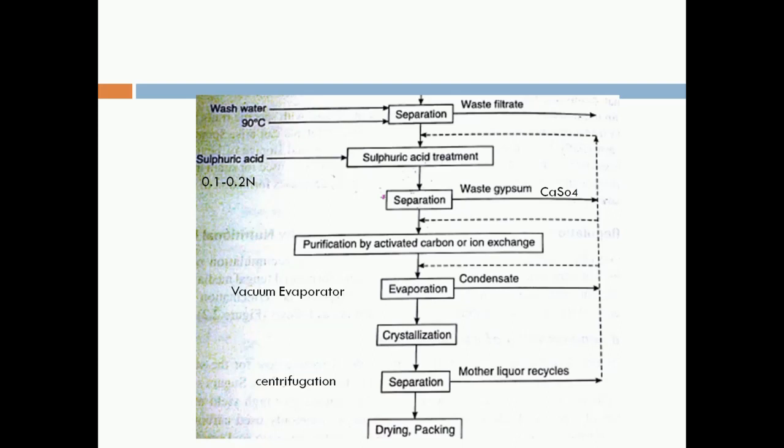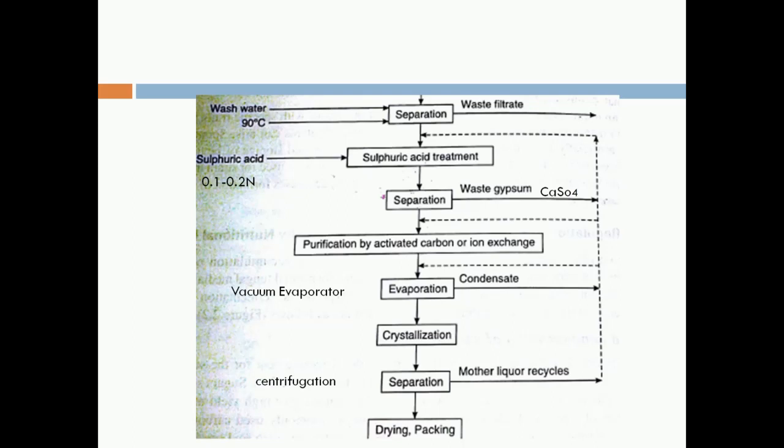This is also a byproduct, a waste gypsum, that is calcium sulfate. It can be exploited as a raw material for other industries like the cement industry, because gypsum has got calcium, the cementitious properties. And further purification is done using activated carbon or ion exchange resins. After purification, it is passed through a vacuum evaporator system where a temperature around 40 degrees is maintained, so that it does not caramelize, and your product is ready with you, that is citrate, your product of interest.